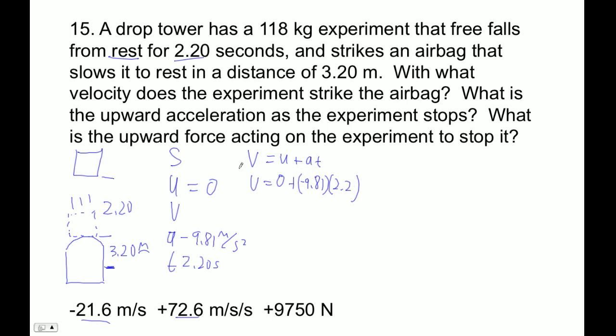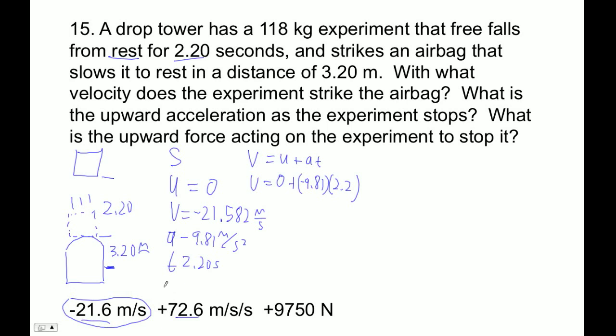Okay, so now we're all set. 9.81 times 2.2 is approximately 21.582. Negative, so the final velocity is negative 21.582. Okay, so there's that answer.